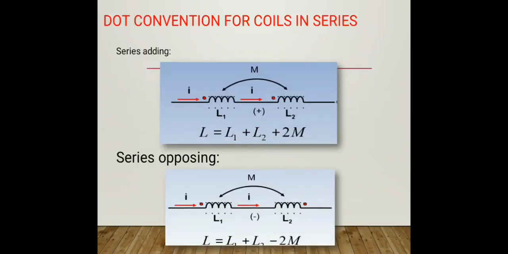Okay, let me see some series combinations of the inductors. If the current enters both coils, the mutual inductance is positive, so we get plus 2M in the equivalent inductance. If in one coil the current enters and in the other coil the current leaves, the mutual inductance is negative, so minus 2M.